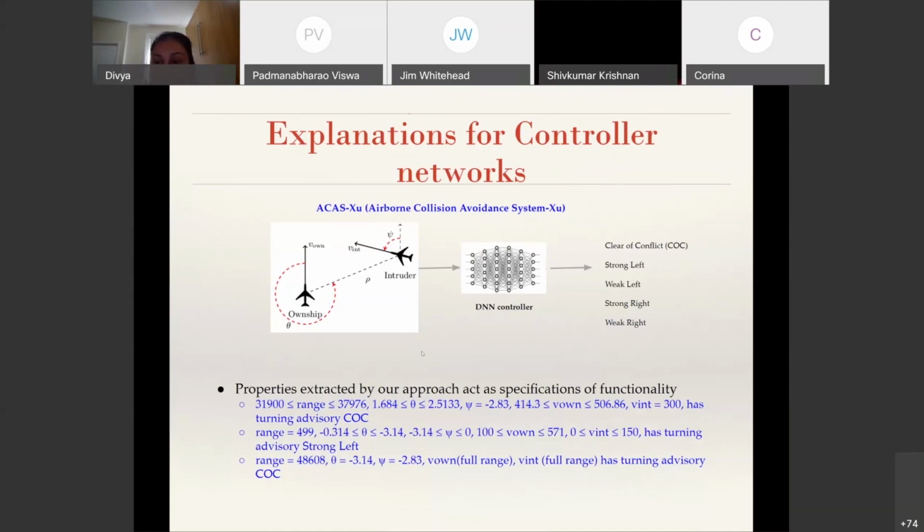And here are examples of some of the properties that we extracted for clear of conflict, strong left, and again clear of conflict. These were specifications which we passed on to the domain experts. They validated that these were novel specifications which were not provided up front, and they also validated that these were supposed to hold true on the network model. But one could imagine that this could also help us identify behaviors which are unexpected of the model, and it could be used for improving the controller's performance or for debugging it.